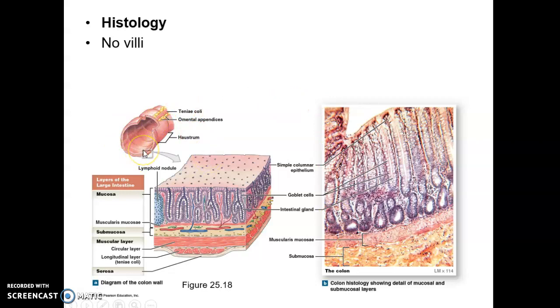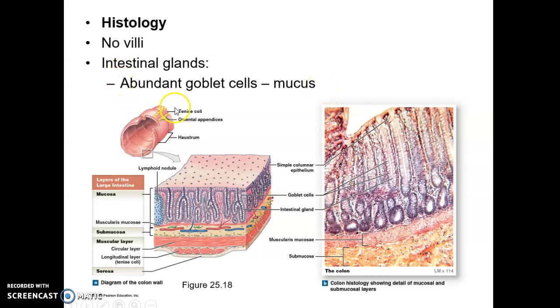No villi. The villi are in the small intestine only. So in the large intestine, there are no villi. There are intestinal glands that you can see, similar to the gastric pits in structure that we saw in the stomach. There's abundant goblet cells that produce mucus to help the fecal material as it's produced to glide along.